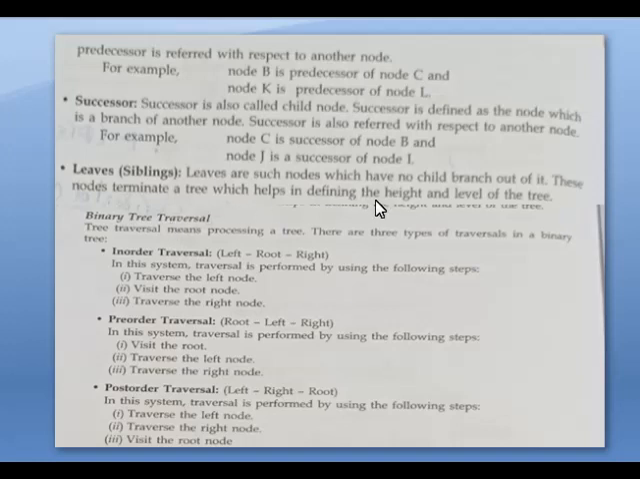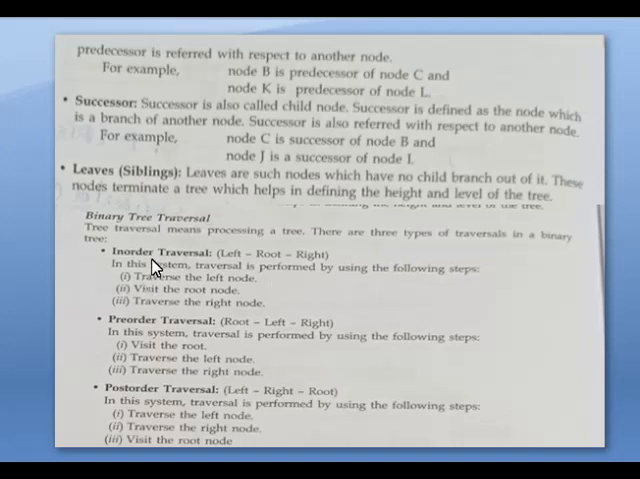Now we are going to see binary tree traversal. There are three types of traversals. Traversal means processing a tree. There are three types of traversal in a binary tree: in-order traversal, pre-order traversal and post-order traversal.